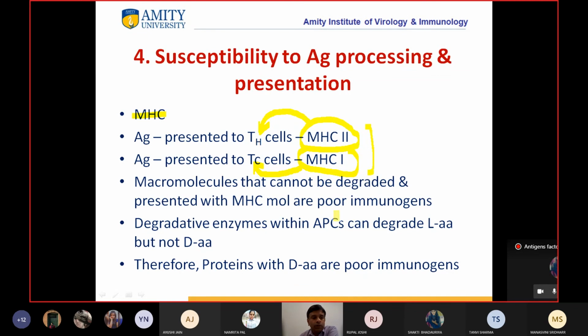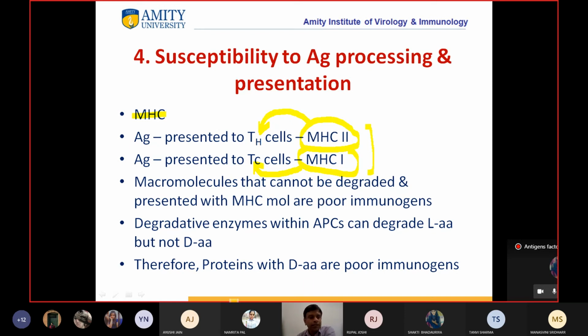Now, macromolecules that cannot be degraded and presented with MHC molecules are poor immunogens. What I am saying is, suppose an antigen enters our body. When the cells capture it, they have to break it down into smaller peptides, right? Now just imagine what happens if this peptide is not getting degraded. The enzymes or the acidic environment that the cell is providing are not able to degrade it. So what will happen? This will not be seen by the immune system.